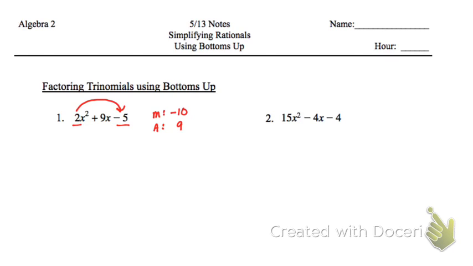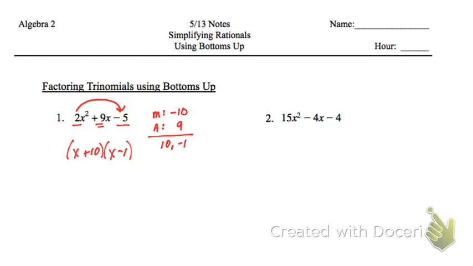Your add number is 9. It's always the middle number. You don't have to worry about that add number. It's always the middle number. Then you play that little game of how can you multiply to get negative 10 and add to get positive 9. It would be a positive 10 and a negative 1. And we set it up just like we did yesterday for starters.